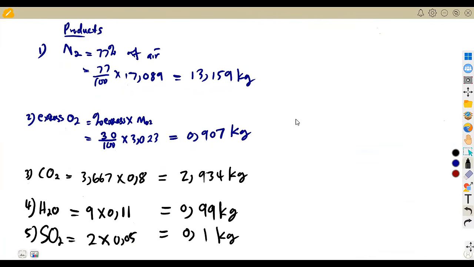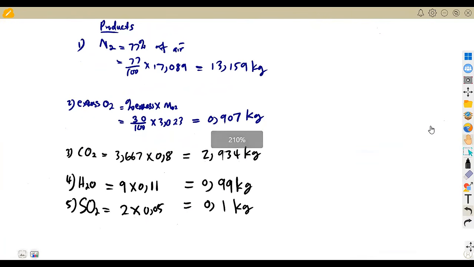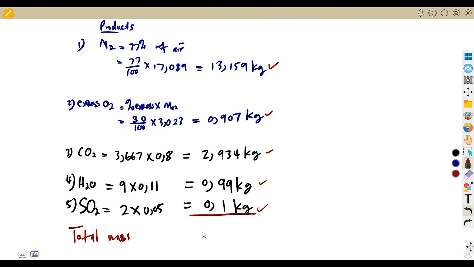So we have calculated all the products: the nitrogen, which is part of the air, the excess oxygen, the carbon dioxide, the water, and the sulfur dioxide. So we're going to add these values now. We add everything. We obtain the total of these products. So that was going to give us a total mass of 18,09, something like that, kilograms. So it also depends on your rounding off. How are you rounding off your values? But that's the idea that you're going to have.